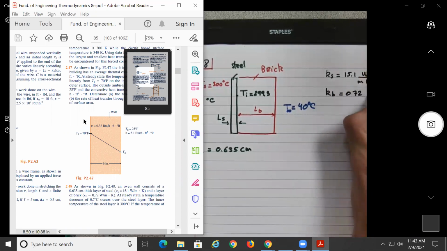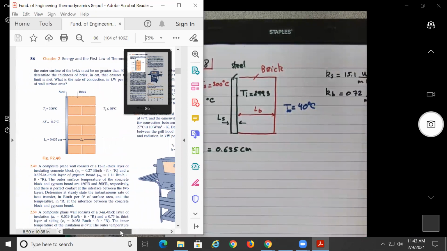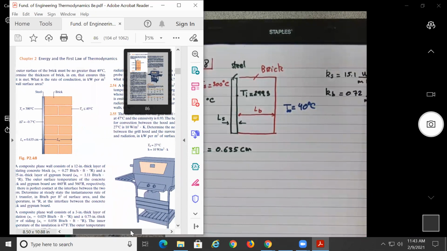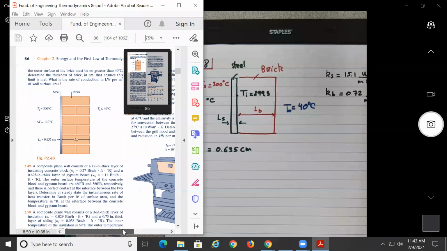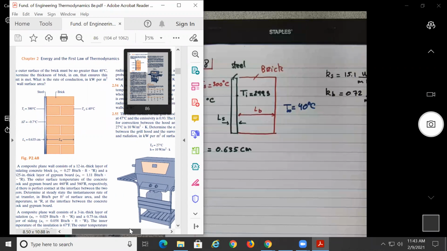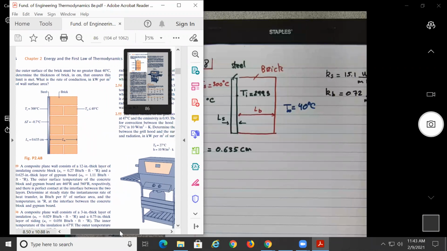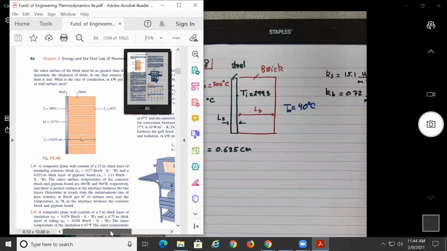0.72 watt per meter Kelvin. At steady state, the temperature decrease of 0.7 occurs over the steel. The inner temperature of the steel layer is 300. If the temperature on the other surface of the brick must be no greater than 40, determine the thickness of brick, so I guess L_B in centimeters, that ensures this limit is not met. What is the rate of conduction in kilowatts per meter square of wall surface?